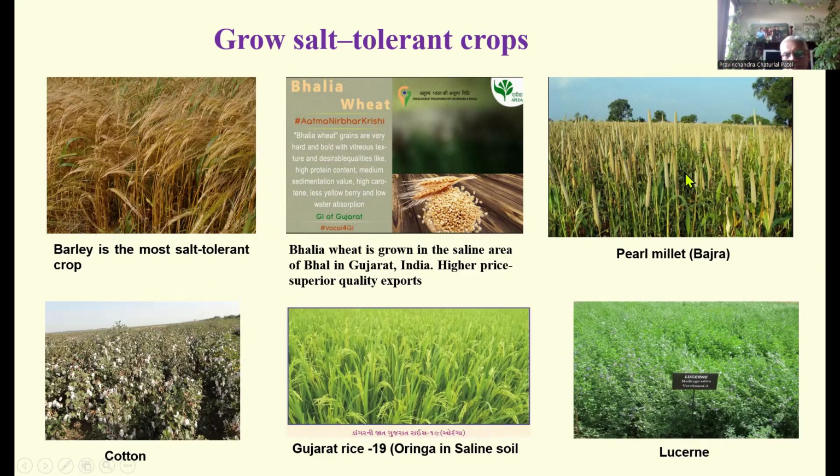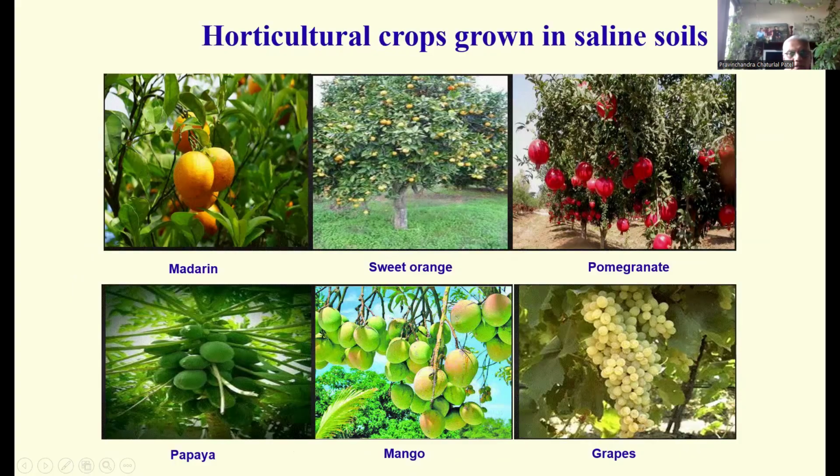Then pearl millet: in Rajasthan, in the saline soil, they use the pearl millet or bajra crop. Then the cotton crop is also a salt-resistant crop. Then rice is also a salt-resistant crop. Then lucerne, alfalfa, is also a salt-resistant crop. Then horticulture crops grown in saline soil: mandarin, sweet orange, then pomegranate are salt-resistant crops, so we can grow them in saline soil. Then papaya, then mango and grapes.